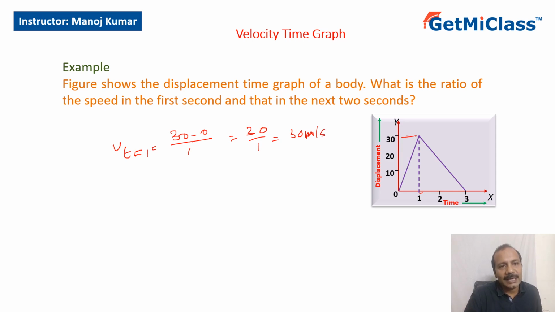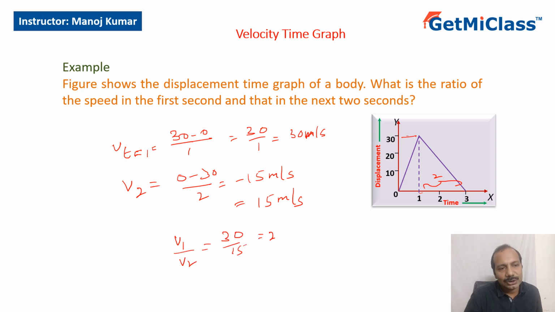Now because they're asking about speed, I don't have to bother about direction. So for the second part, initial position is 30, final position is 0, and the time taken is 2 seconds. So I'll say v2 equal to 0 minus 30 by 2. That would be equal to minus 15 meter per second. But because we are talking about speed, I'll say speed is only the positive part, the magnitude, that is 15 meter per second. Now what is the ratio of the speed in the first second to the next? So I can say v1 by v2 equal to 30 by 15. That is equal to 2. The ratio of the speeds is 2.